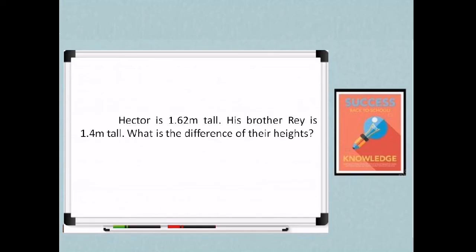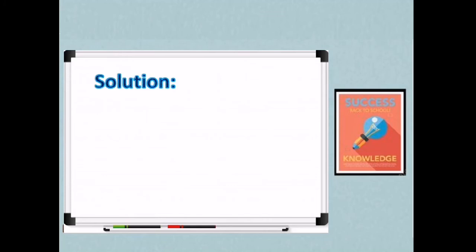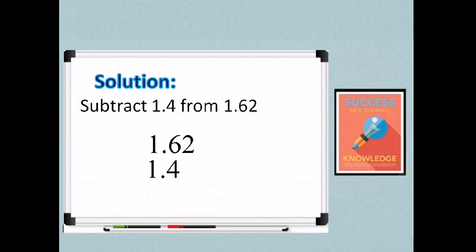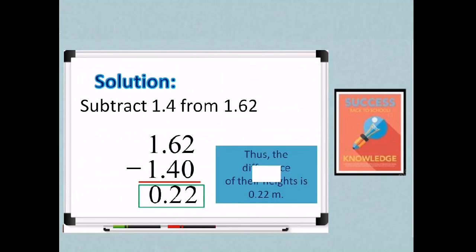Going back to our situation or problem, for our solution, we need to subtract 1 and 4 tenths from 1 and 62 hundredths. So, we can write it as 1.62 minus 1.4. We can add 0 dun sa dulo. Then, we can start subtracting from right to left. 2 minus 0 is 2. 6 minus 4 is 2. 1 minus 1 is 0. Thus, we can conclude that the difference of their heights is 0.22 meters.